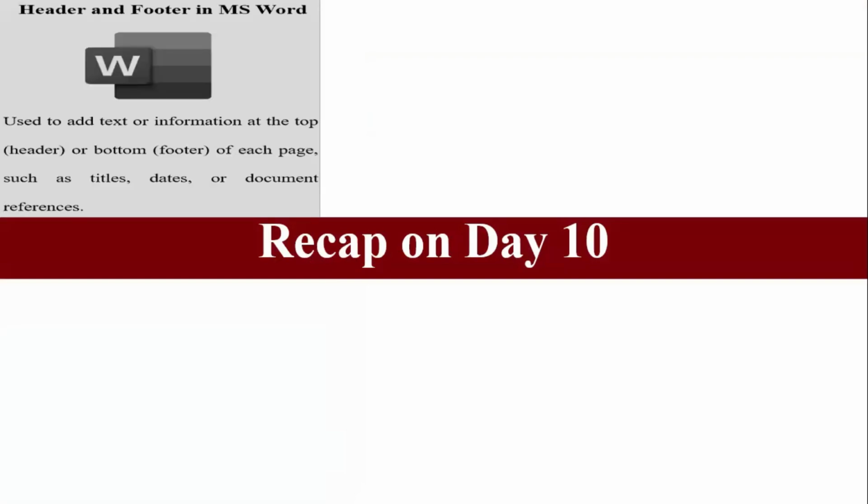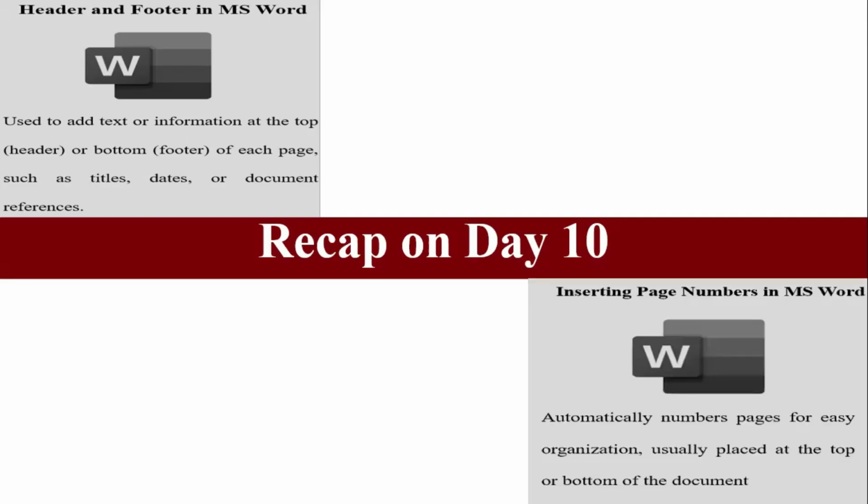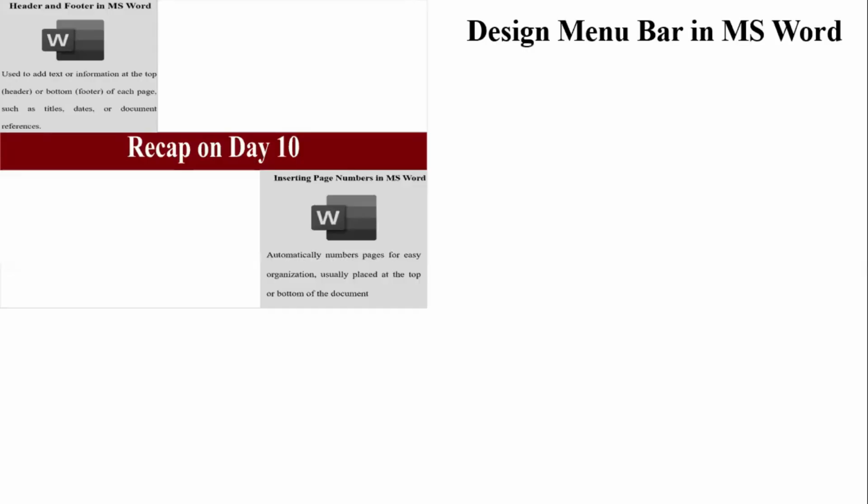So on the 10, we have header and footer in MS Word. Like we discussed yesterday, header and footer are used to add text or information at the top, header, or bottom, footer, of each page, such as title, date, or document references. Then we have inserting page number in MS Word, that is automatically numbered pages for organization, usually placed at the top or bottom of the document.